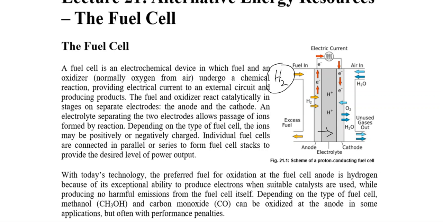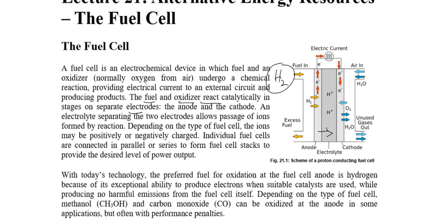So the fuel and oxidizer react catalytically. Catalytically would mean that the anode and cathode do not take part in the reaction, but they provide the facility for the fuel and the oxidizer to ionize themselves. So the fuel here was H2 and the oxidizer was O2, reacting catalytically in stages on separate electrodes. We said it was anode and cathode.